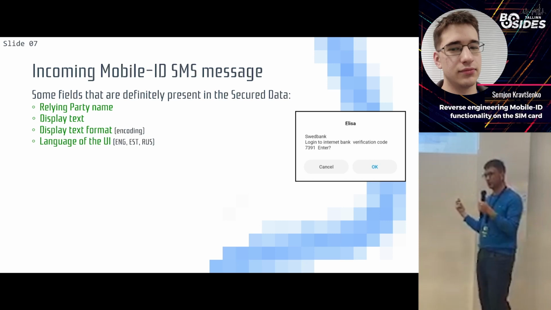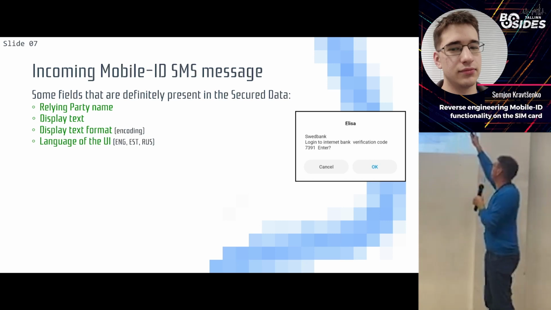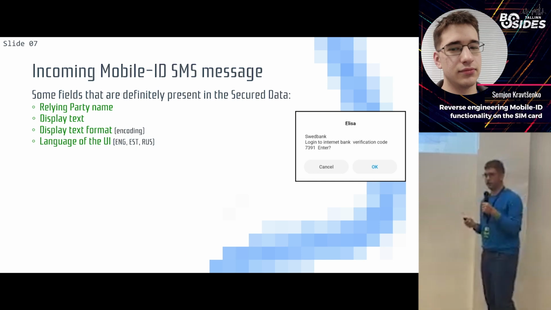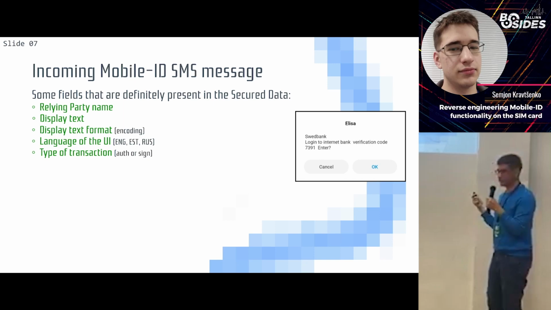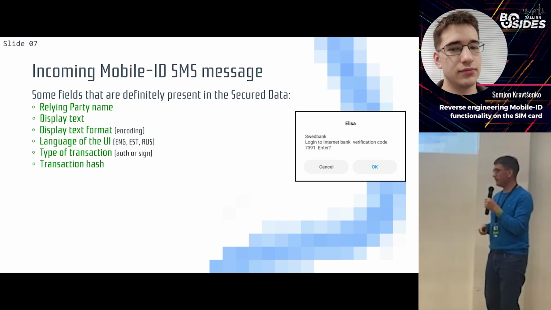Then it's the language of the prompt. Look up here and you will see the verification code string. And it can actually be localized. So if the prompt is in English, then it will be verification code. It can be different for Estonian and Russian languages. Then the type of the transaction is obviously present, because the user knows whether they are authenticating or signing some file. And then obviously the transaction hash.